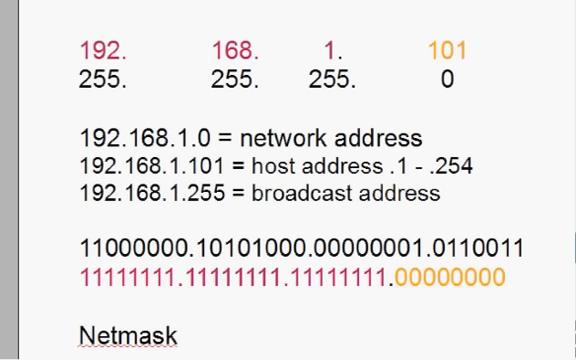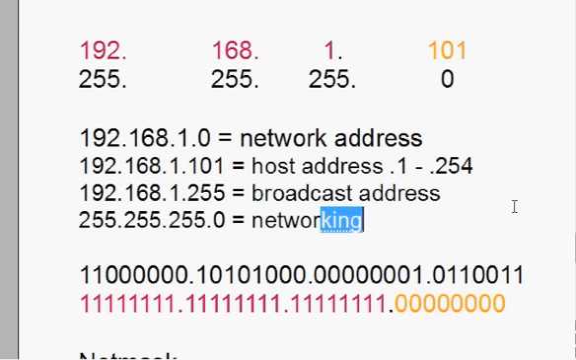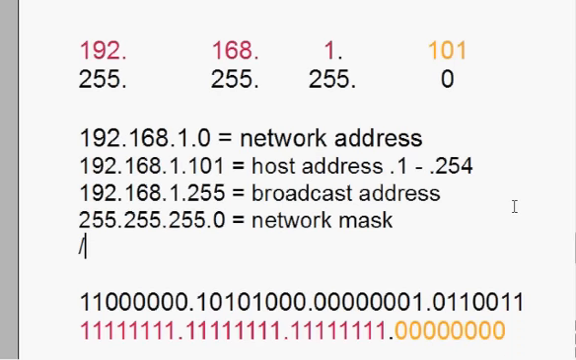All right, and how do we know all this? We know all this because of the network mask, which is 255.255.255.0. And this is often written as a /24 mask. This is like a slash syntax, right?